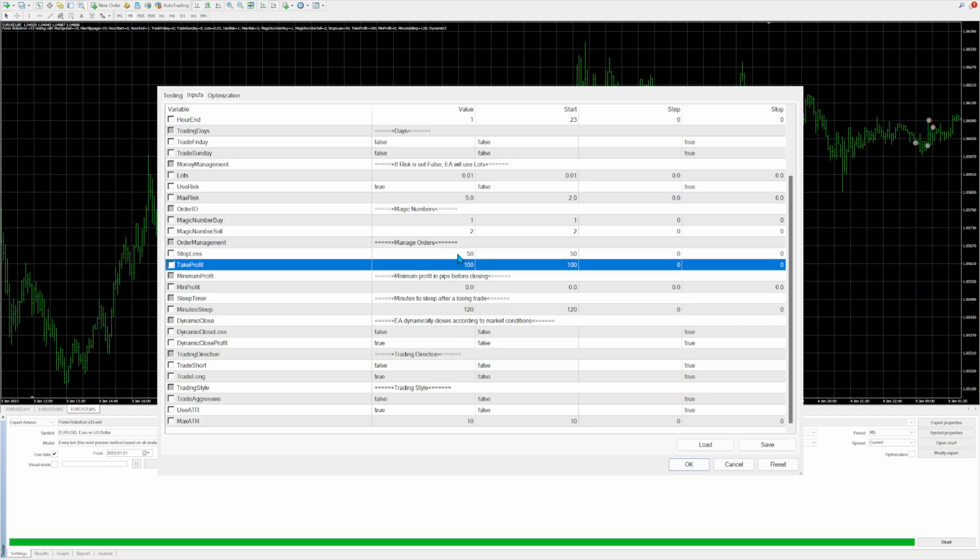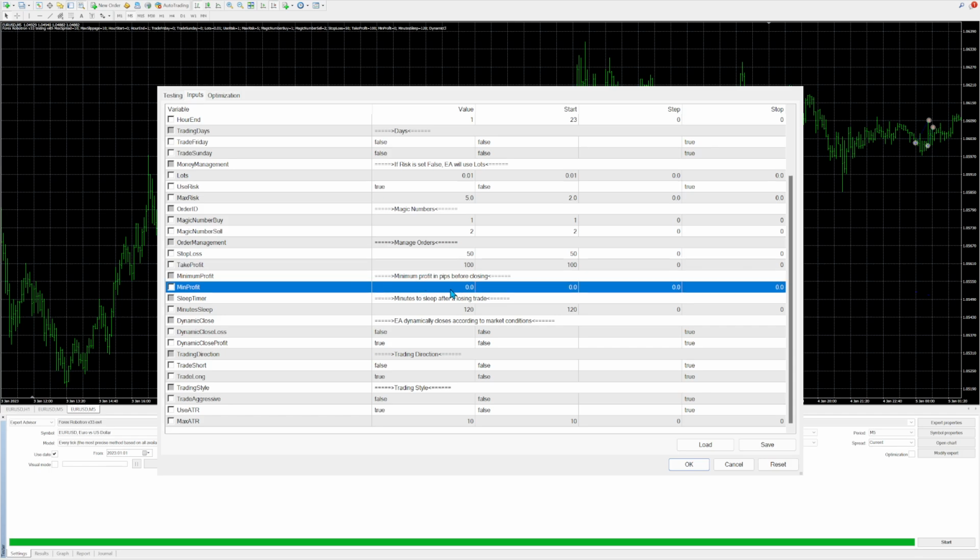These levels are not often hit just because the EA uses a dynamic close, which we'll get to in a minute. So minimum profit: the EA will only close a trade if the profit is greater than this amount, which is in monetary value. Okay, we'll just leave that at the default.